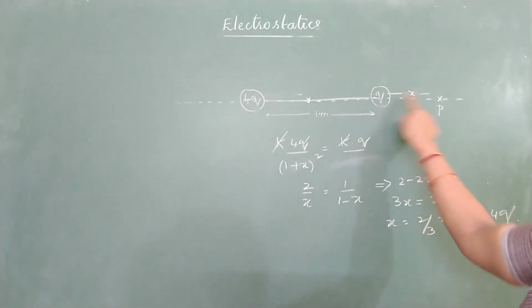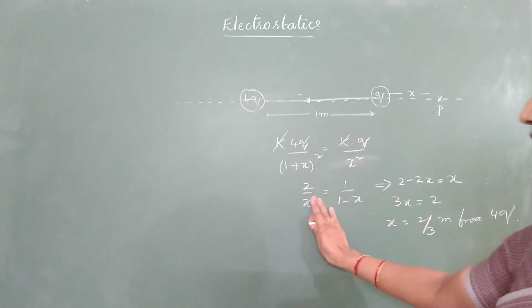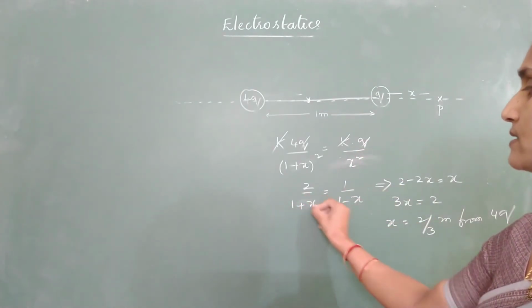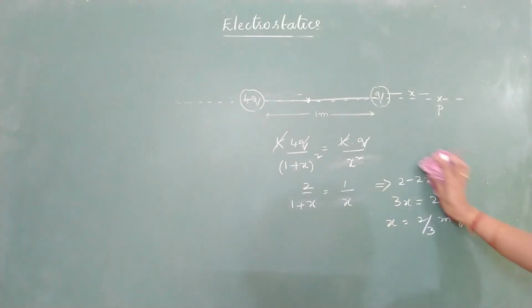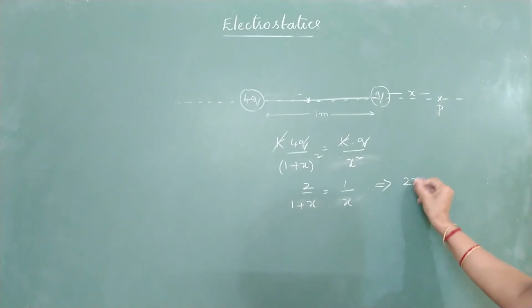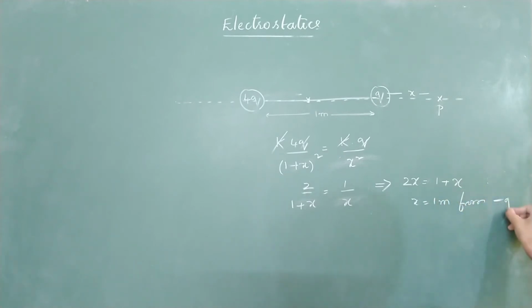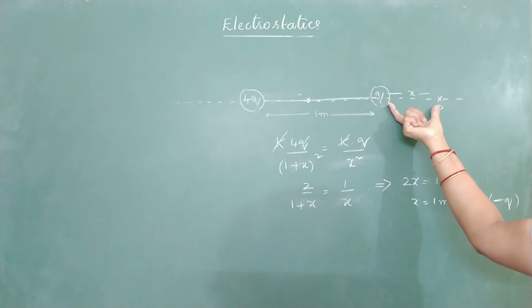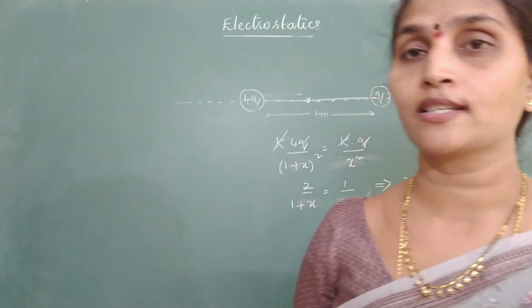And due to q, it is at a distance x square. Again simplify it. 2 by 1 plus x will be 1 by x. Okay, on solving this equation, what will be the value of x equal to? 2x is equal to 1 plus x, or x is equal to 1 meter from minus q. Because this time I took the distance from minus q, not from 4q. So this is one simple question for 2-point charges evaluating.